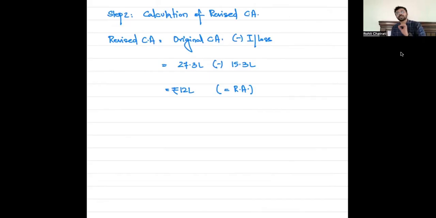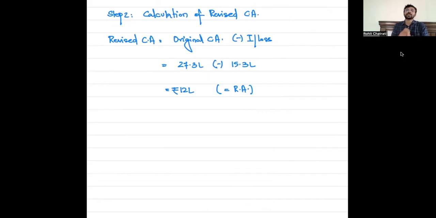The asset's carrying amount is only equal to 12 lakh rupees, and we have a remaining life of 3 years. All right, can I continue to charge the original depreciation of 5.6 lakhs per annum? The answer is no. I cannot use the original historical depreciation of 5.6 lakhs per annum.